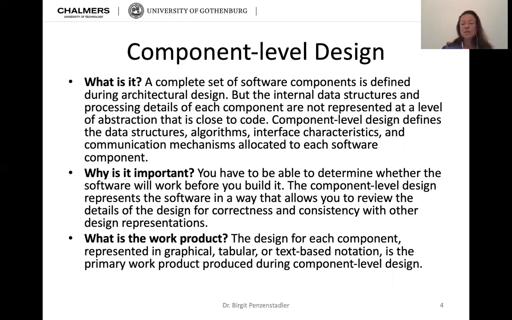And the work product is the design for each component represented in a graphical or tabular or text-based notation. And that is the primary work product during component level design. So we're going to focus on the diagrams because we've been modeling all semester, so we'll stick with that. But there would be other representations that are possible.